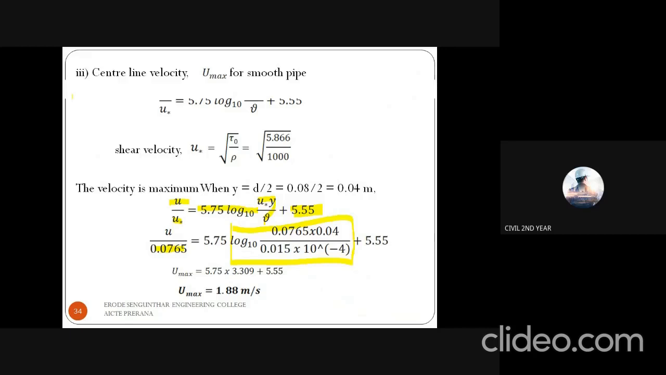So from this session, the topics included in GATE preparation as well as fluid mechanics, we discussed under the topic of flow through pipes, flow in pipes. In this topic, we discussed three topics: development of laminar and turbulent flow, then second topic, Hagen-Poiseuille equations, and the third topic, Darcy-Weisbach equations.